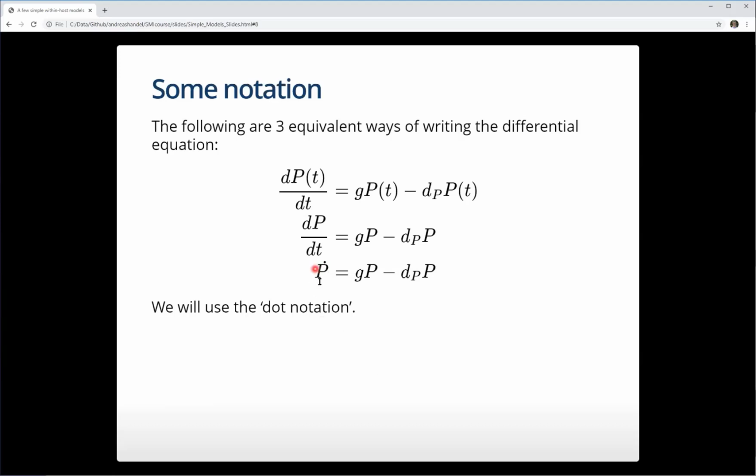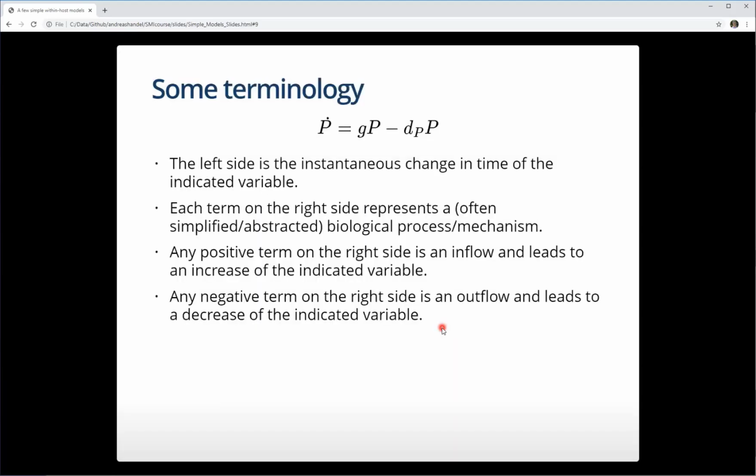So the way you read it is, on the left side is the variable that changes over time. And on the right-hand side, it shows you how it changes, the different processes. These processes on the right side represent the mechanisms you're interested in, of course often simplified. But those are the ones that you think are important for your system and you want to include. A positive term describes an increase in this population, and a negative term describes a decrease in this population. Inflow and outflow is often also used.